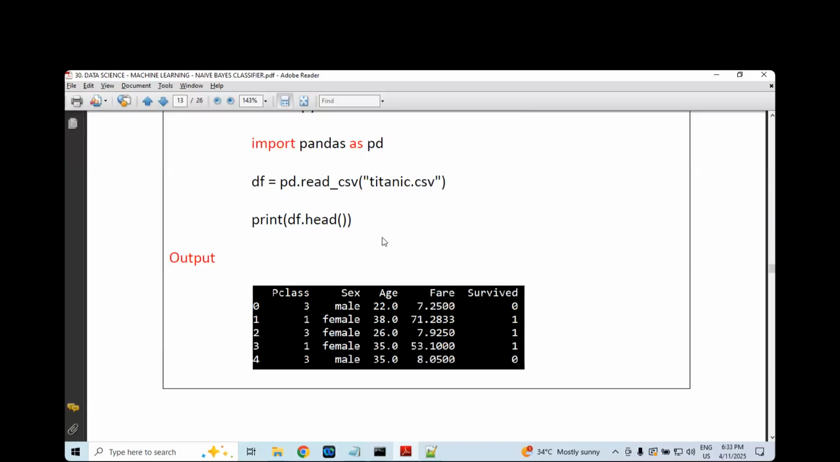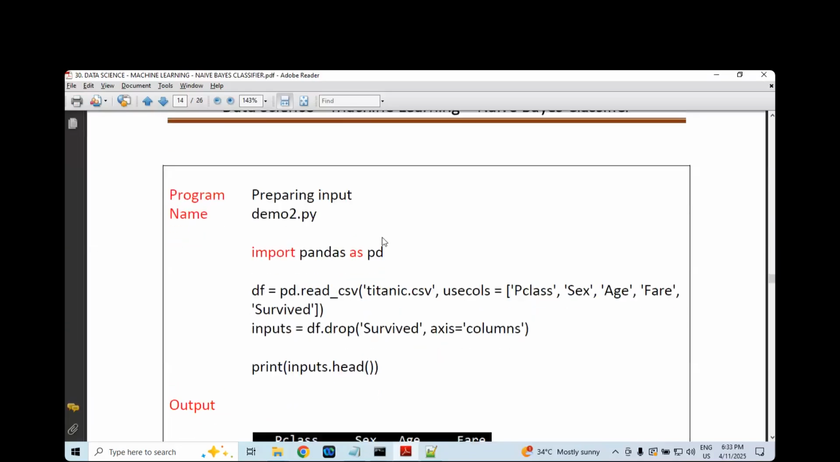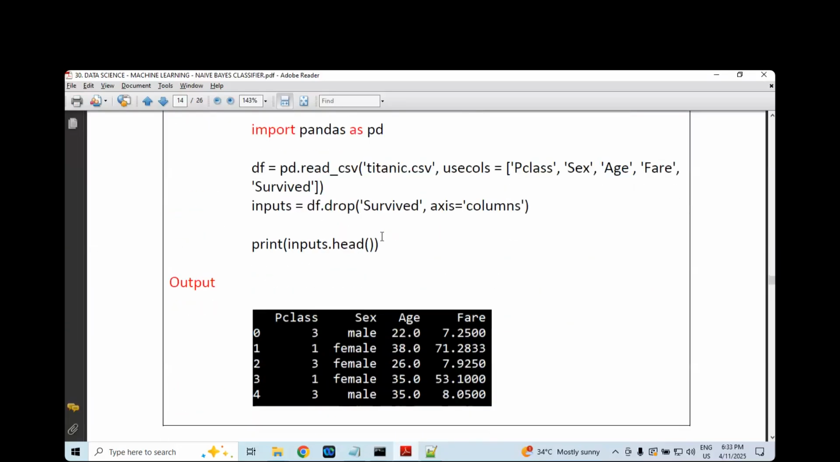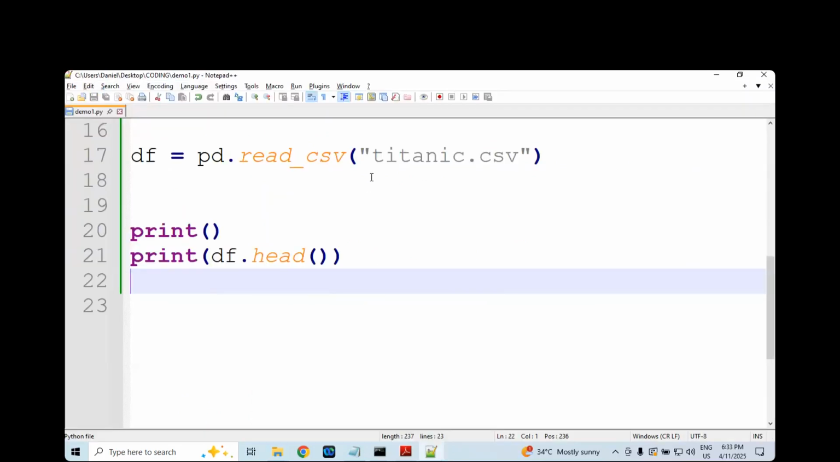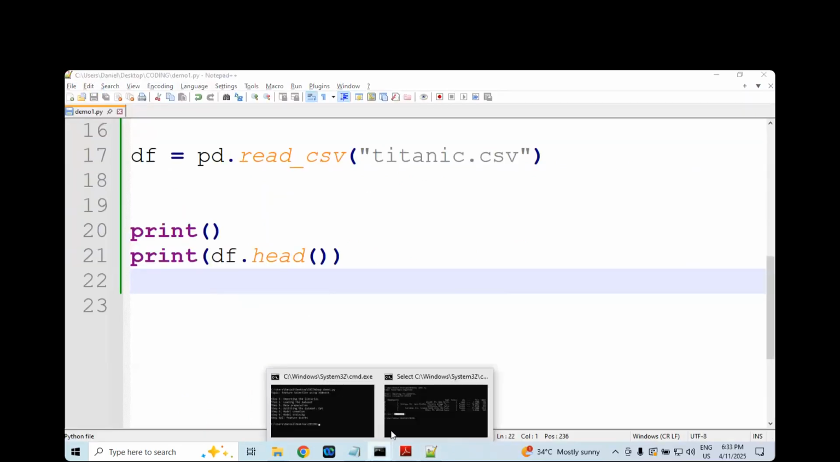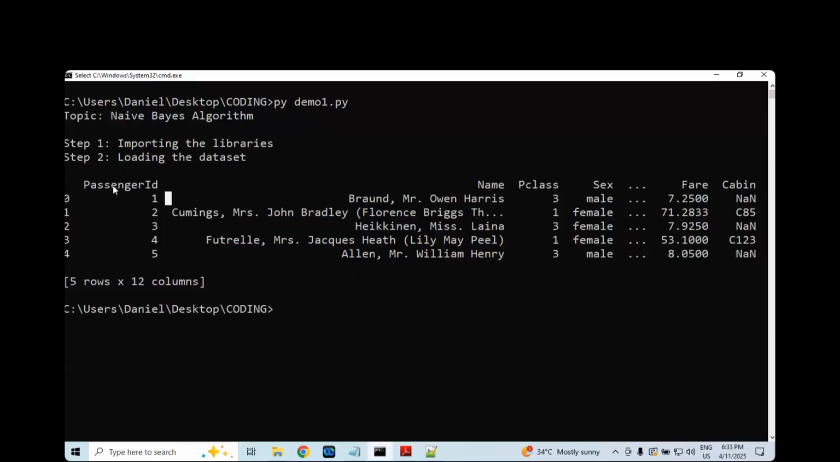Now hold on. I will tell you how to select specific columns actually. Look at my screen. This is important. If you please focus, we'll get an idea. Total 12 columns. Column number 1, passenger ID, column number 2, name, P class, gender, and so on. 5 rows and 12 columns actually.